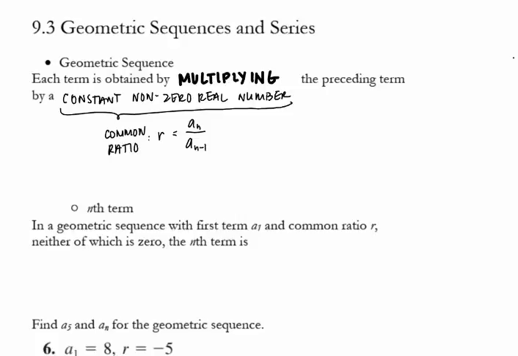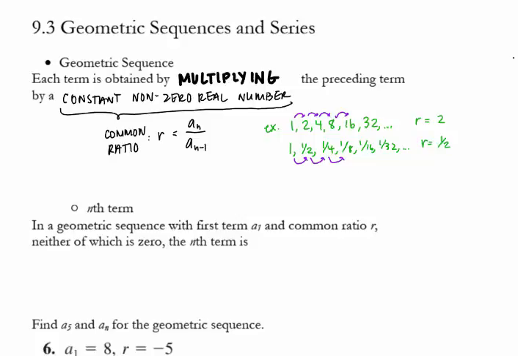For example, here are some geometric sequences. 1, 2, 4, 8, 16, 32. This guy has a common ratio of 2, where each term was multiplied by 2 to generate the next term. A geometric sequence like 1, 1/2, 1/4, 1/8, 1/16, 1/32 has a common ratio where we've divided by the same number, divided by 2 each time, or multiplied by 1/2.